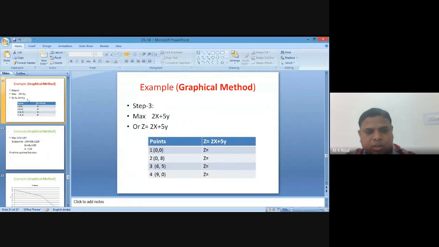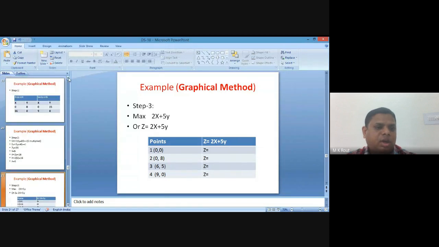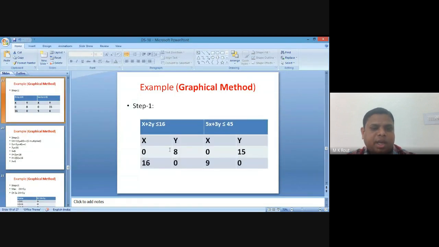Step number 3. In the question, the objective function is given, that is maximization of 2x plus 5y, or I can write z equals 2x plus 5y, where z represents maximization. And I have mentioned all the points drawn from the previous slide: 0, 8, then 16, 0, 0, 15, 9, 0. All the things should be written here.